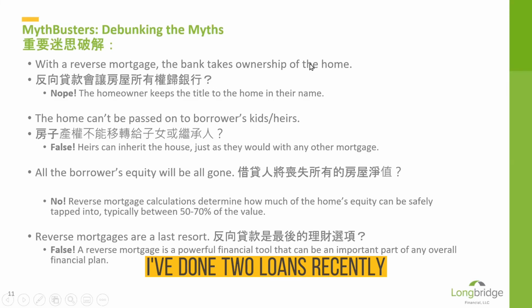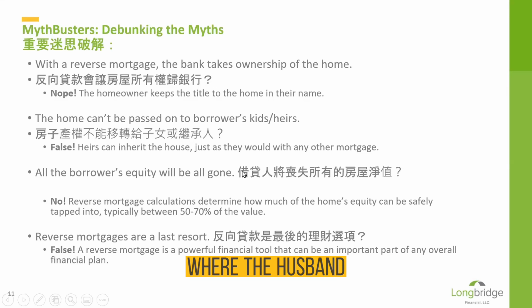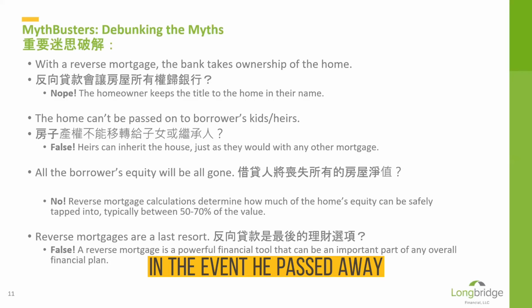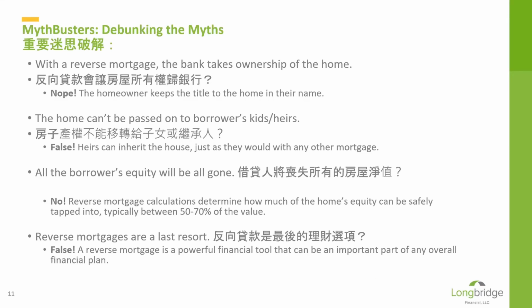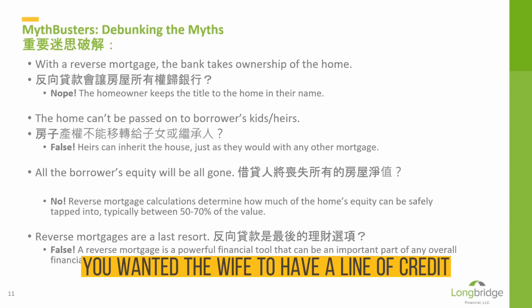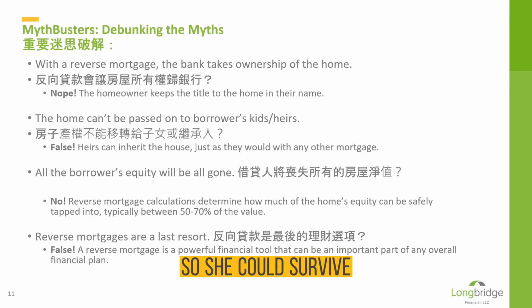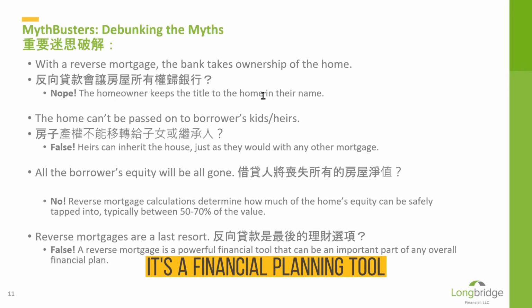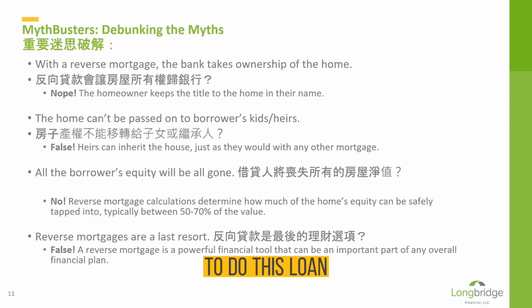I've done 2 loans recently where the husband wanted to make sure that the wife was going to be okay in the event he passed away. He didn't want the wife to have a mortgage payment. He wanted the wife to have a line of credit, wanted her to have money so she could survive in the event that he passed. And I've done a couple of those. So it is now a financial planning tool that people use to do this loan. So it is not a last resort.